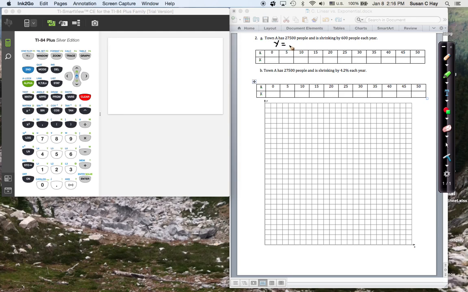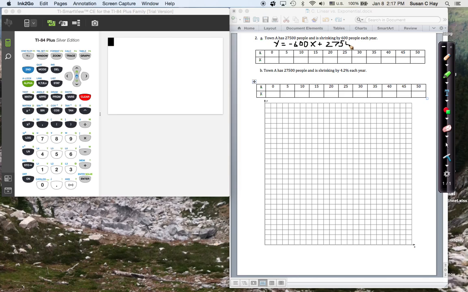So y equals negative 600 because it's shrinking by 600. So it's going to be going down 600 every year, where x is the years, and starting at 27,500. So there's our linear equation for our first situation.